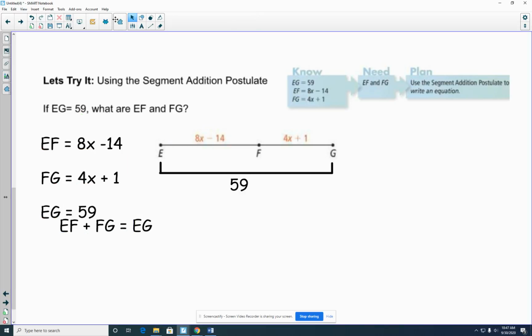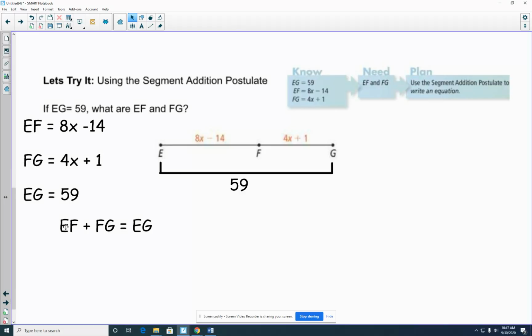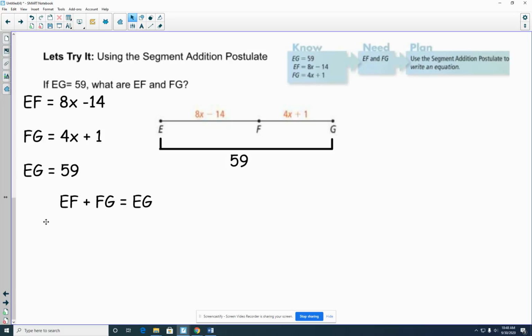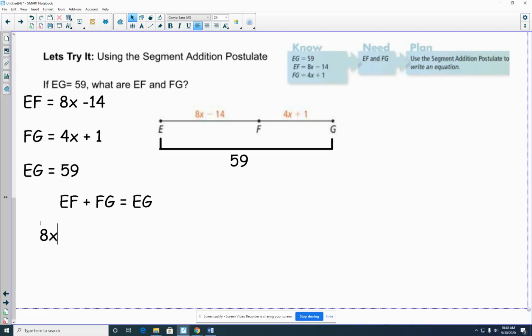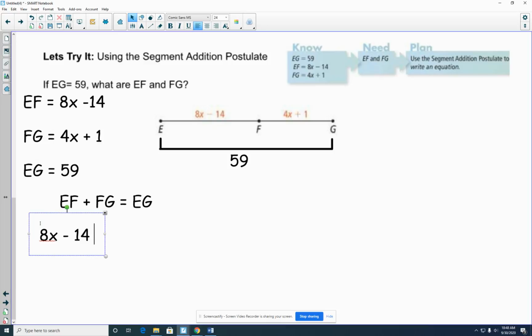So it actually now looks like some substitution can happen, right? EF is 8x minus 14. FG is 4x plus 1. And EG is 59. So now I'm going to substitute. I'm going to put in for EF 8x minus 14 plus FG, which is 4x plus 1, equals EG, which is 59. That's called substitution right there. So I can substitute in my values or my expressions and now solve this equation.